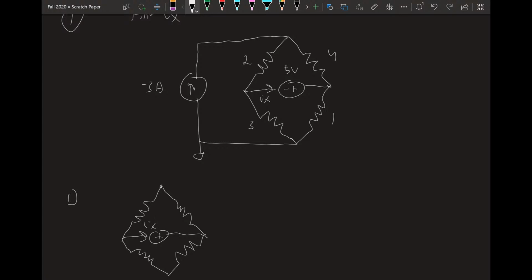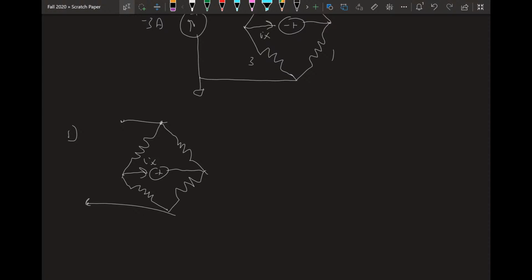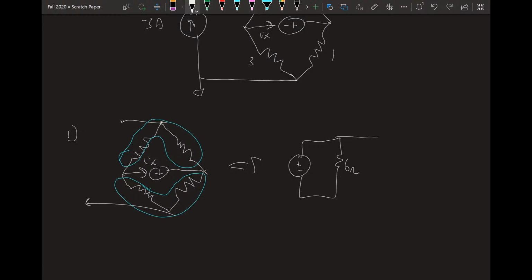With Ix here, because this is an open circuit now, right? Simplifying this, we can see that these two resistors are now in series. These two resistors are also in series, and everything is in parallel. So we can redraw this to make it more pleasing to the eye and make more sense. These resistors in parallel make 6 ohms, and 4 ohms are these two in series. And then everything's in parallel, right?